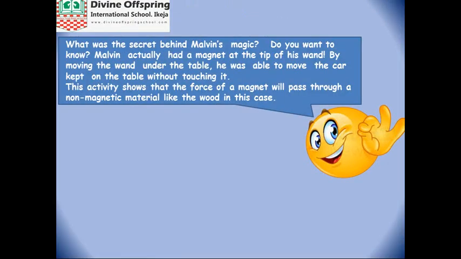What was the secret behind Malvin's magic? Do you want to know? Okay, I'll tell you. Malvin actually had a magnet at the tip of his wand. By moving the wand under the table, he was able to move the car kept on the table without touching it. This activity shows that the force of a magnet will pass through a non-magnetic material like the wood in this case.